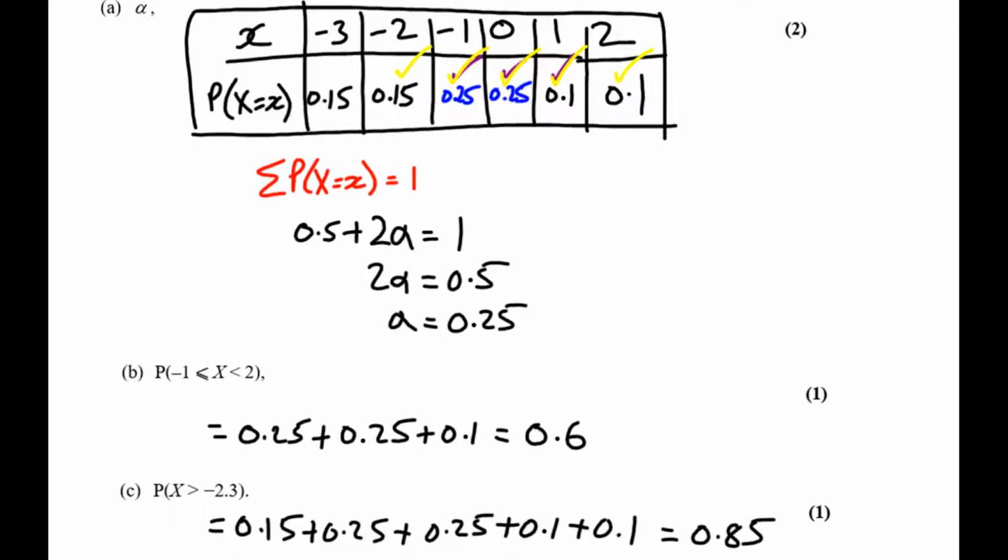Sensible working out, making sure that you've done the table for the discrete random variable, and being careful to think exactly which values need to be included in the probability statement, will be worth all of your marks.